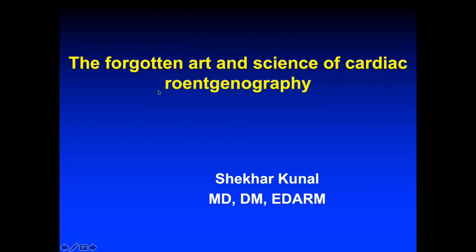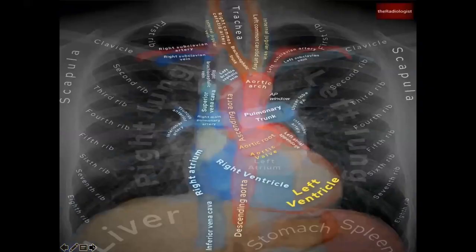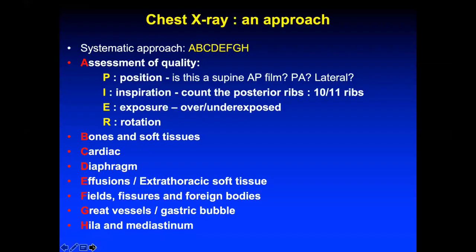Good evening, everyone. So today we are just going to discuss the forgotten art and science of cardiac radiography. Now, this is all what we are going to see or read in a basic cardiac X-ray. And this is one of the composite images where everything has been summarized in just a single image. So let's see, whenever you are reading a chest X-ray, we'll start with the basics, that what should be an approach of reading a chest X-ray.